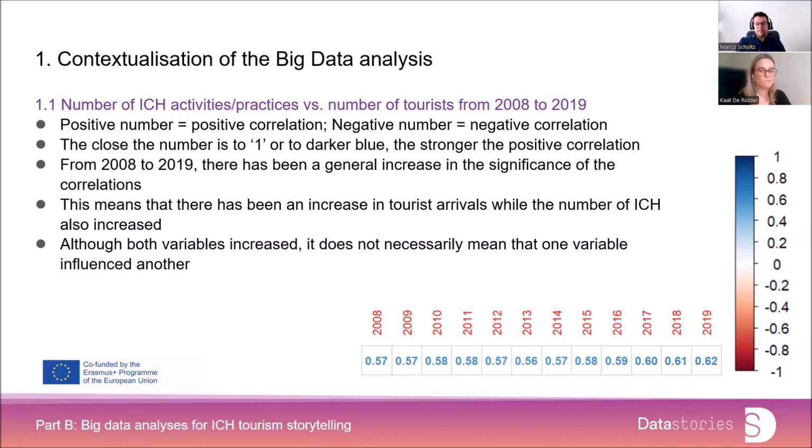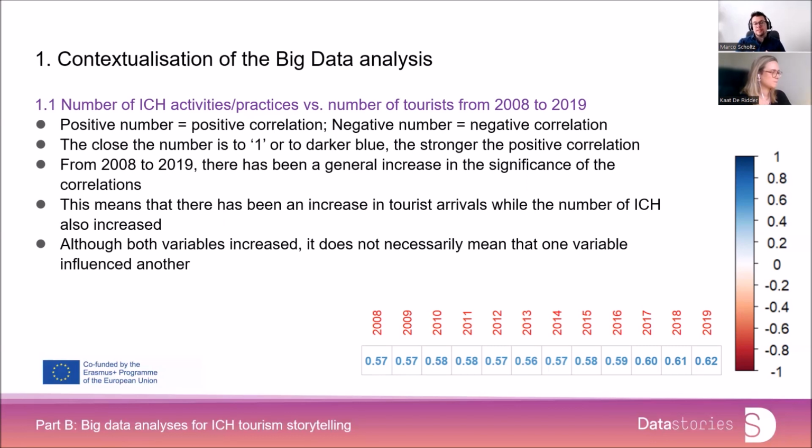And when looking at the table, you can see that from 2008, there was a correlation of 0.57. It's a very medium type of correlation. But as the years went on, you can see it went all the way up to 0.62.